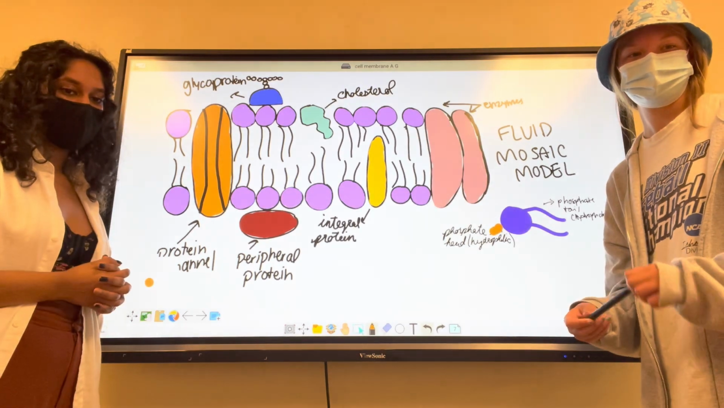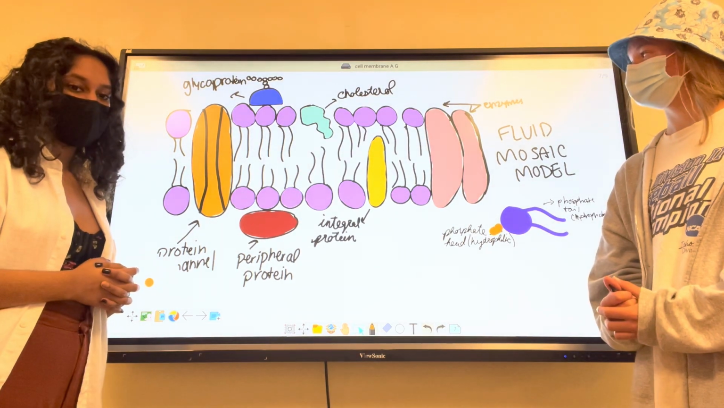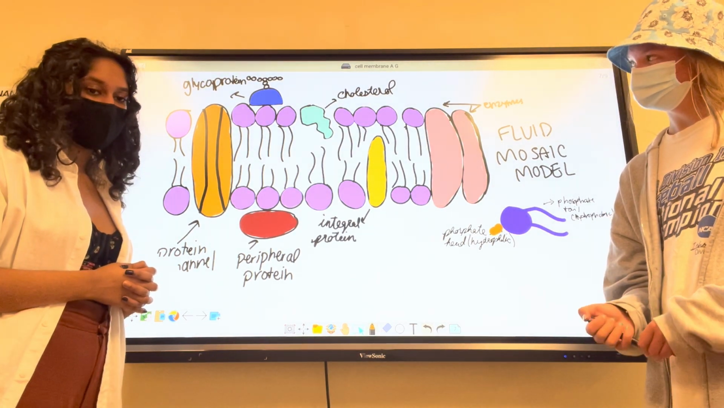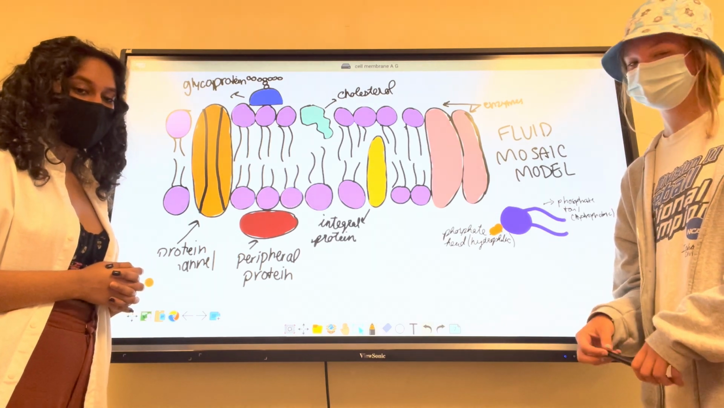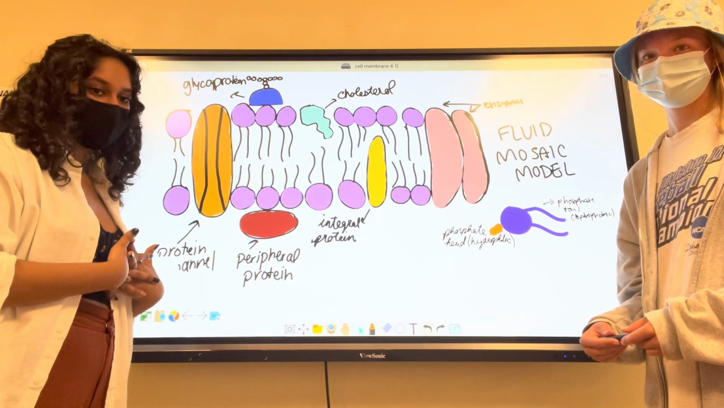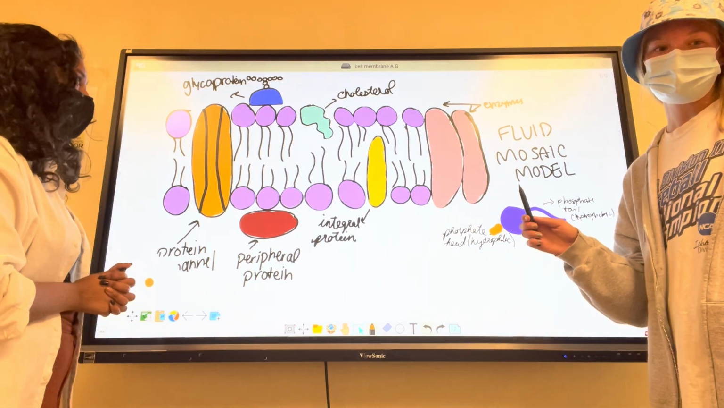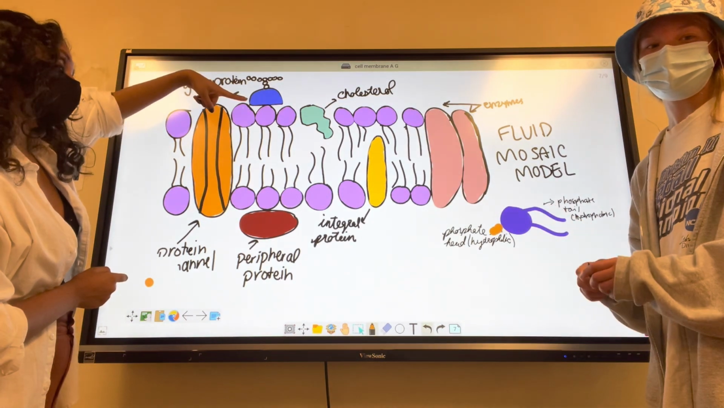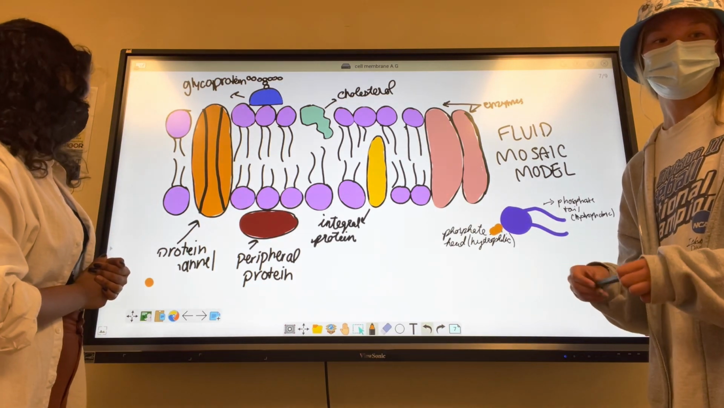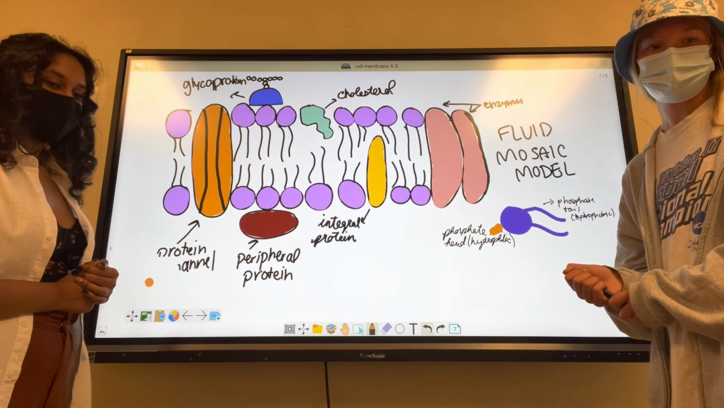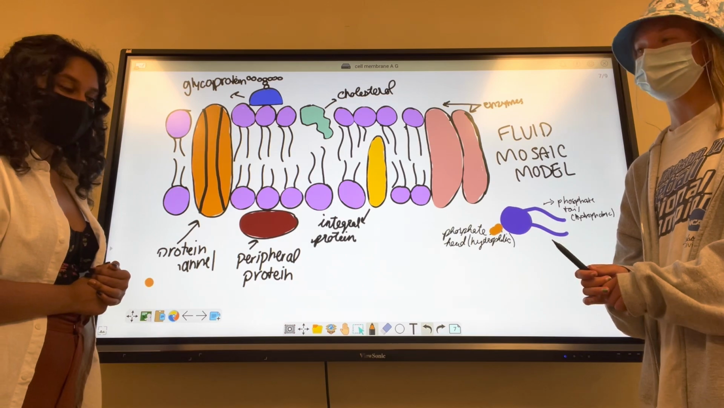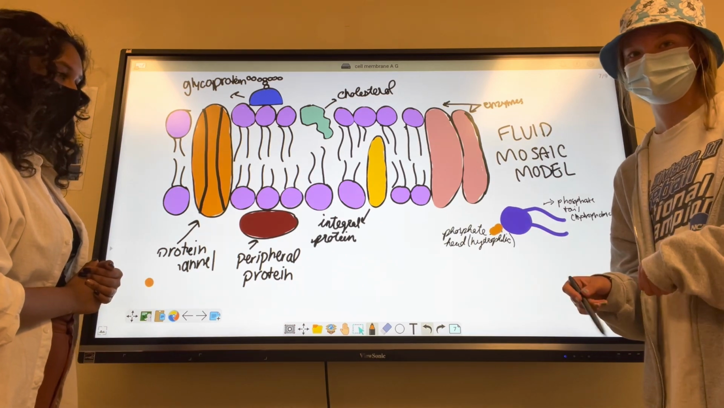Peripheral proteins are polar hydrophilic proteins that attach to the outside of the cell membrane and are vital in maintaining the structure of the cell membrane. The glycoprotein is a protein and carbohydrate attached together. They are important in maintaining the structure of the cell membrane and differentiating between self and non-self cells.